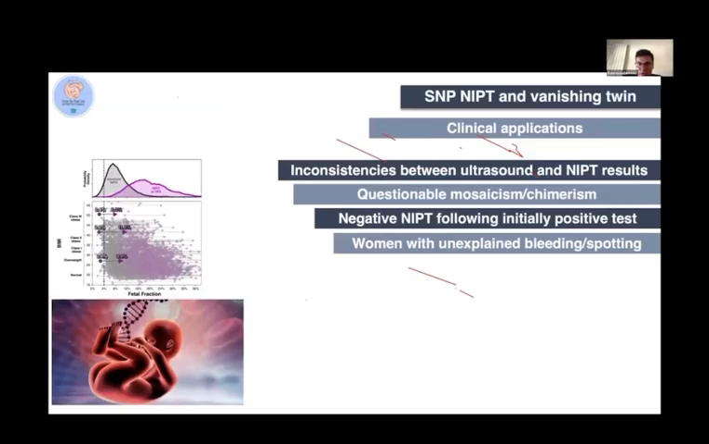Which are the possible clinical applications? I just, of course, draw some examples. One can be when we have a negative NIPT test following an initial positive test. The other one, when we have inconsistencies between ultrasound and NIPT results, when we have questionable mosaicism or chimerism, or when we have women with unexplained bleeding or spotting. So this is actually something that we can discuss. There is no robust evidence to do that at the moment. And I think this is something that we might consider with further research.